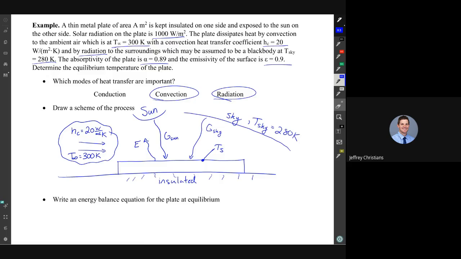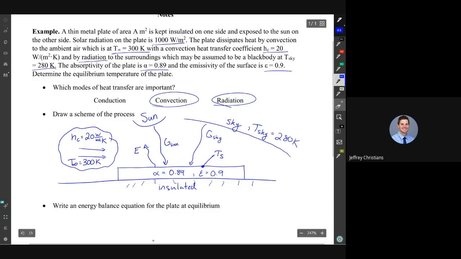Okay, what else do we know about our system? We know that for our plate, alpha equals 0.89 and epsilon equals 0.9. And we know the sky is a black body. So this is alpha equals epsilon equals 1. So for a black body, both alpha and epsilon are 1. Absorptivity and emissivity.